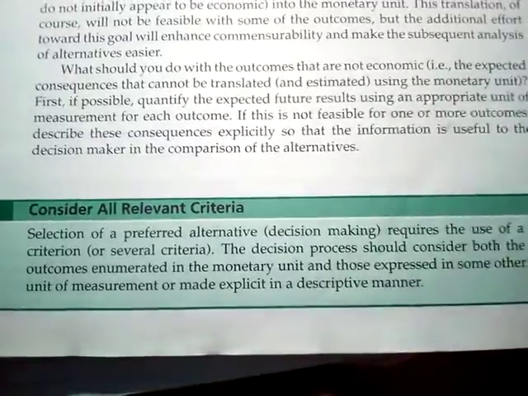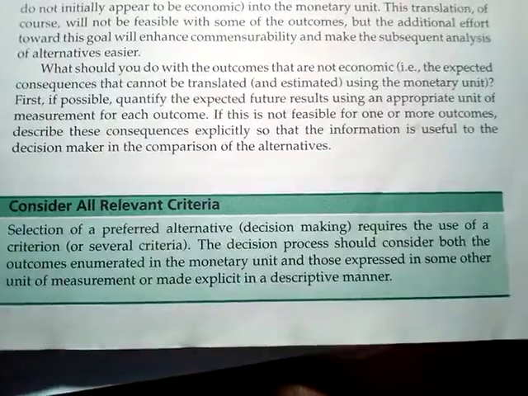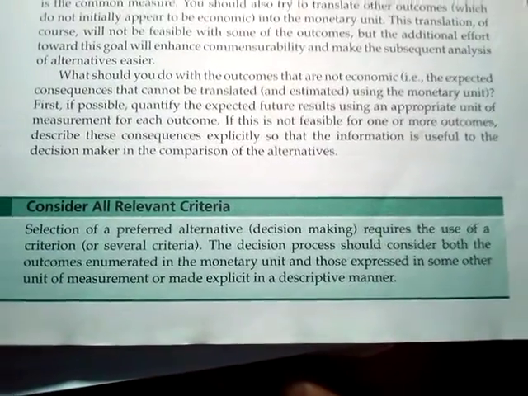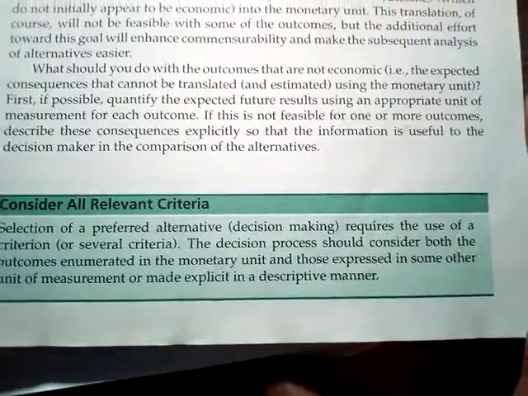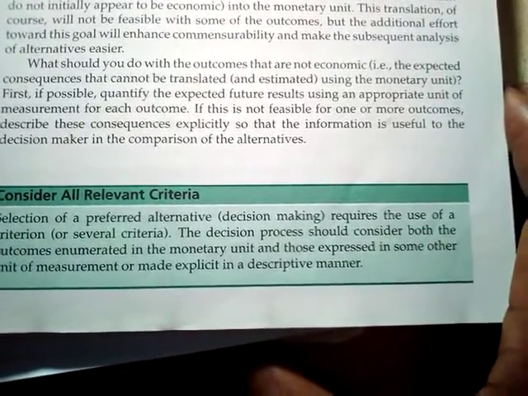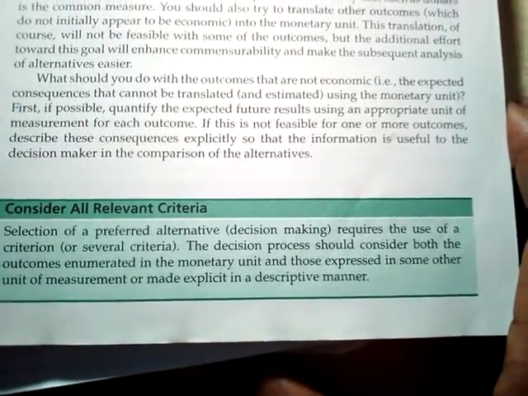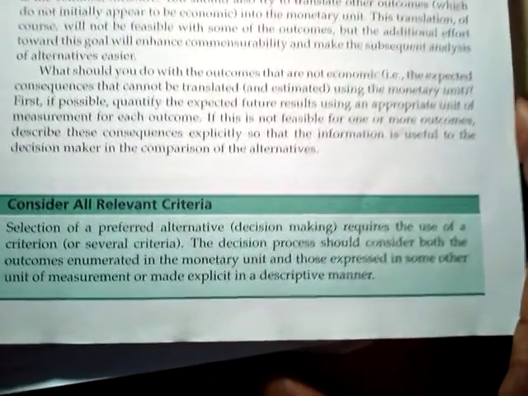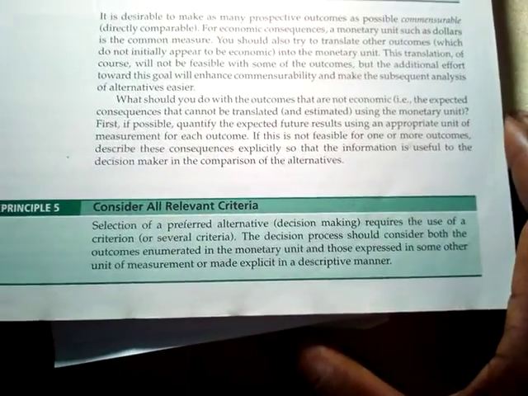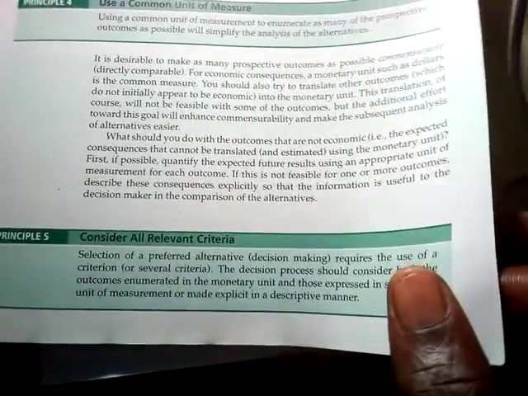Then the fifth principle is consider all relevant criteria. The selection of a preferred alternative or decision that you have to make requires the use of a criterion or several criteria. The decision process should consider both the outcomes enumerated in the monetary unit and those expressed in some other unit of measurement. So you have to consider the financial aspect in looking at principle 5. You should consider all relevant criteria, and money plays an important part in the making of this decision.